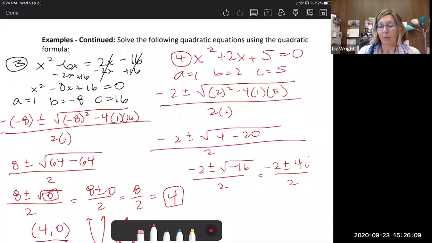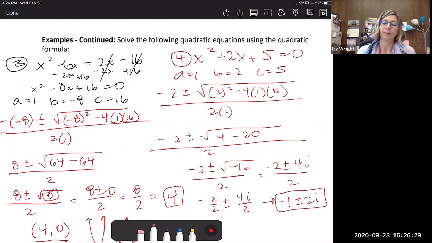And then we can keep going. We can keep reducing this. It's going to be negative 2 over 2 plus or minus 4i over 2. And now we reduce. Negative 2 over 2 is negative 1. 4 over 2 is going to give us 2. So it's going to be negative 1 plus or minus 2i for our answer.